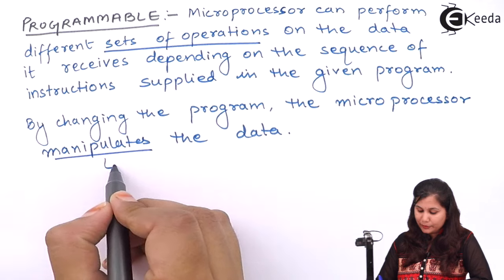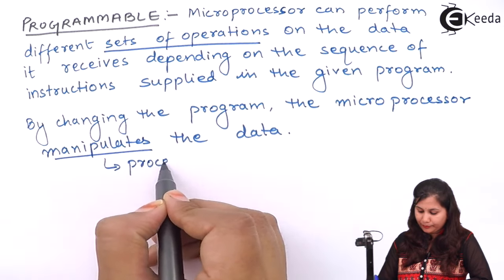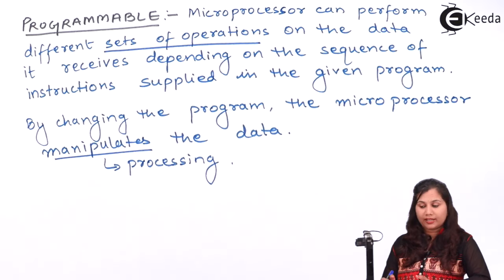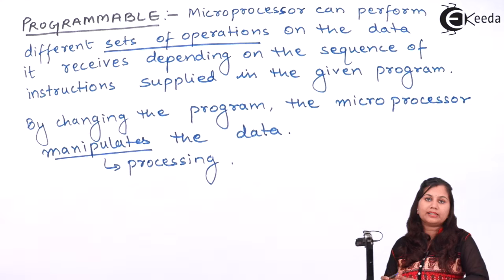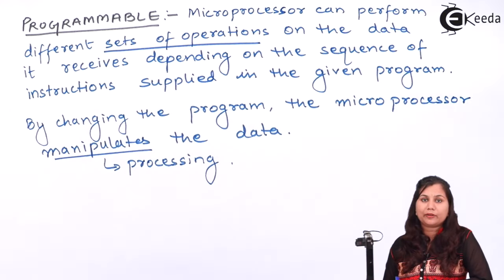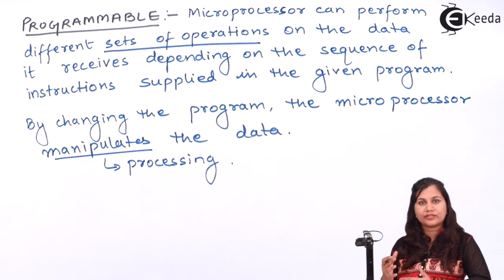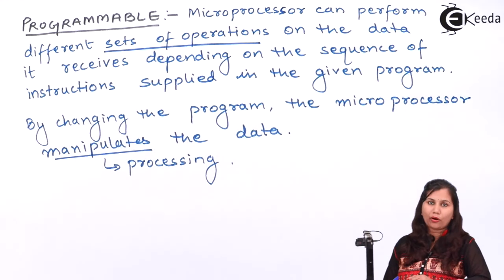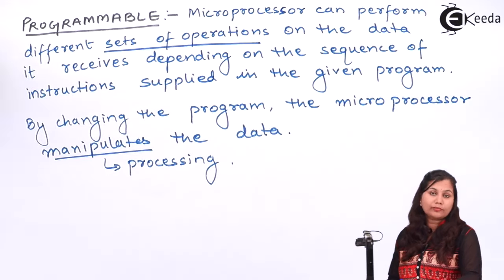Now, by changing the program, the microprocessor manipulates the data. Manipulates means it is processing the data. So according to the program, it is manipulating or processing the data. That is why the microprocessor is called a programmable device, because there are instructions in the program, and according to that program, the microprocessor performs different types of operations. Now the second term was register based.